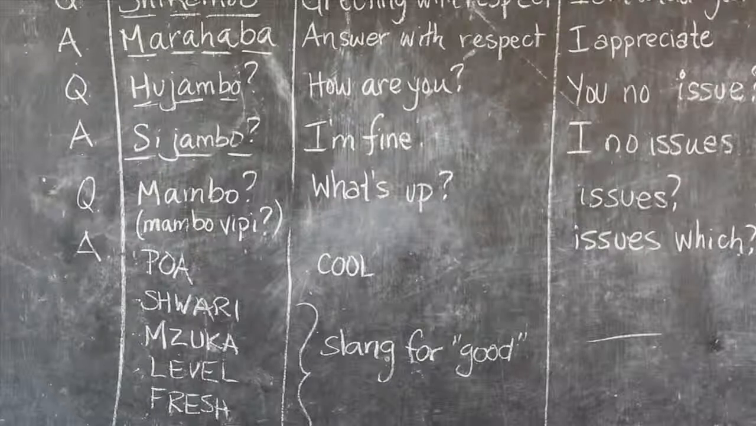Poa means cool in the actual literal context as well. So poa, when you translate it, means cool. You might see this in another sentence. If someone's talking about the food getting cold or the tea being cold, they'll say, ime poa. The food is cold. Shwari, mzuka, level, and fresh, they don't really have any translations. They're all just different ways for saying good.